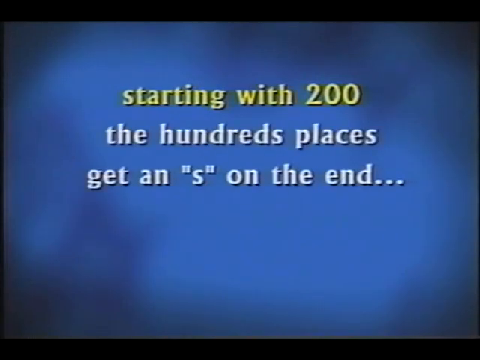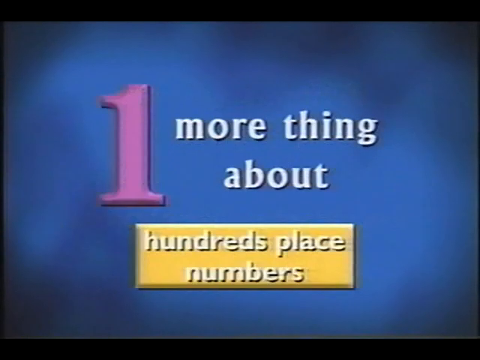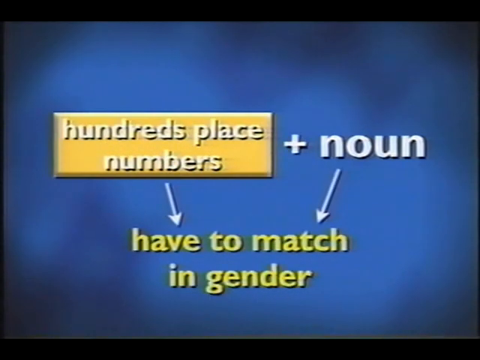When you want to say 100, just 100, the word is cien. When you're talking about more than 100 starting with 101, use the word ciento. Starting with 200, the hundreds places get an S on the end like doscientos, trescientos, and so forth. One more thing about the hundreds place numbers is that if they are paired with a noun, they have to match in gender with the noun they modify.